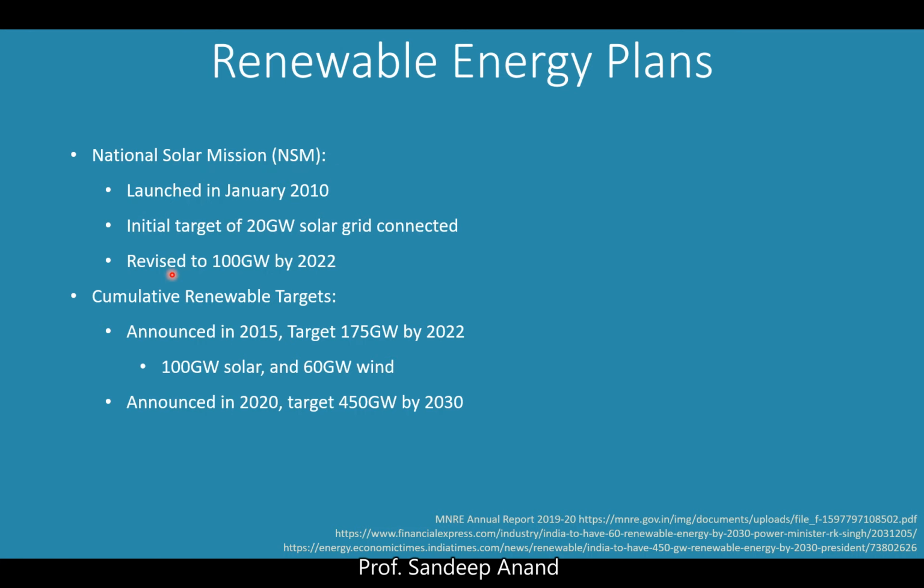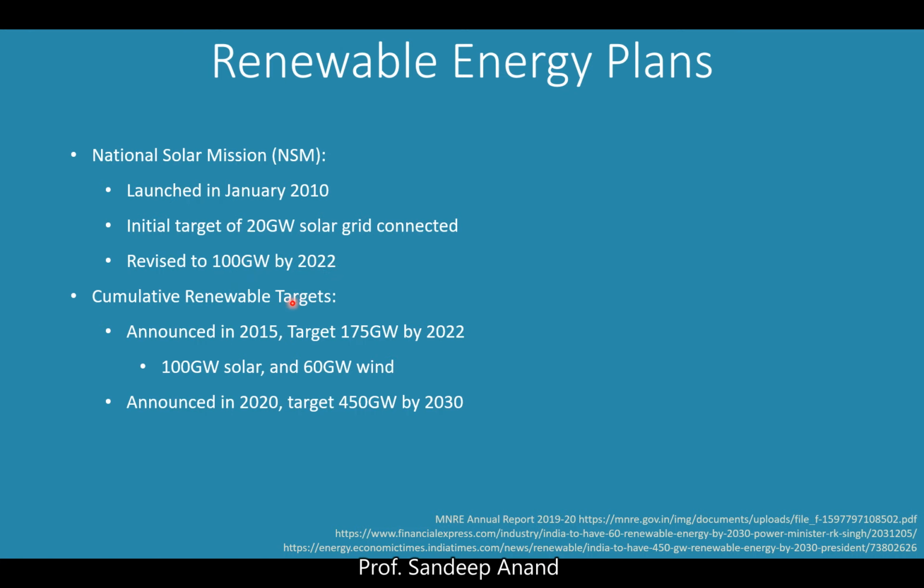So then the target got revised to 100 gigawatt by the year 2022. We just saw we are as of now at about 40 gigawatt. There are a lot of plants coming up, and if not 100 gigawatt, we should be very close to the target by 2022.